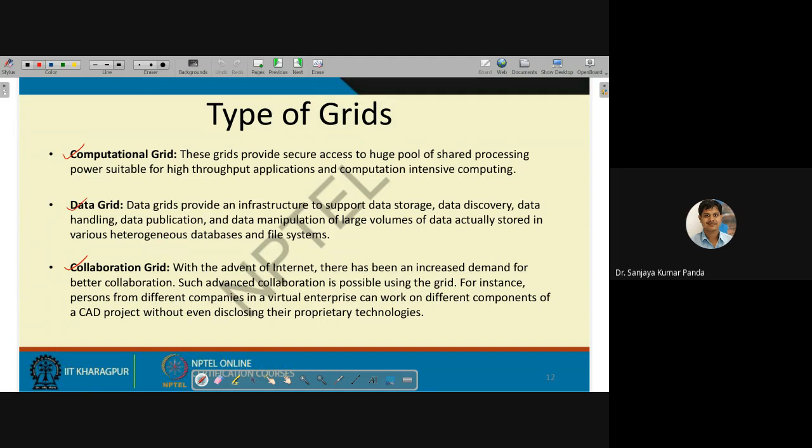Take Facebook, one of the real-life examples we see day to day, which has a very huge amount of data. Imagine how many users there are, how many posts people make, how many photos they upload, how many video and audio files they upload. So we are dealing with a large volume of data. That's why a data grid provides an infrastructure to support data storage, data discovery, data handling, data publication, and data manipulation.